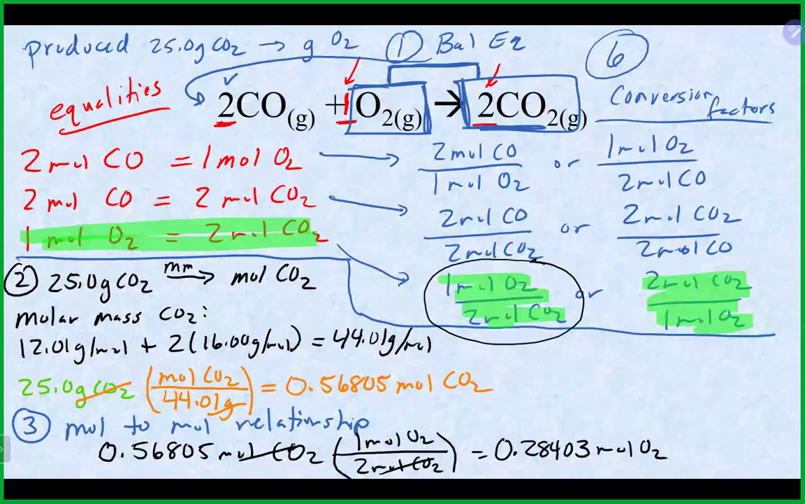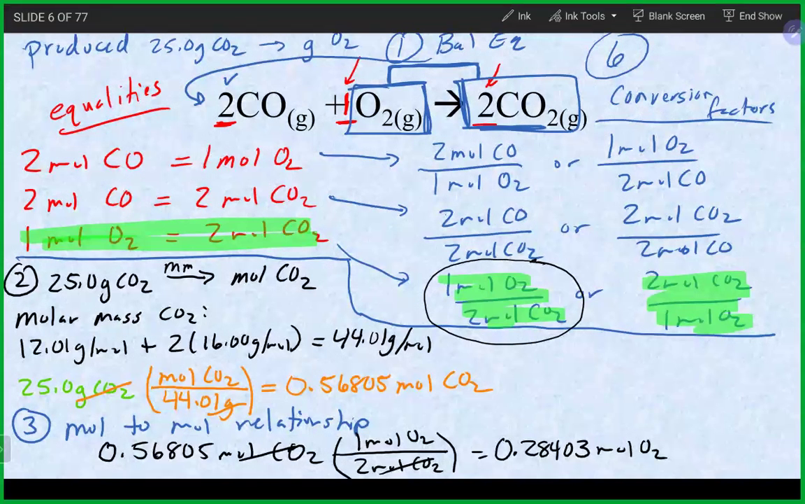Is this the answer I'm looking for, though? This is not the answer I'm looking for because this is only moles of O2. I want grams of O2, which means I need to do the 4th step. And if you do the 3rd step correctly, you should always be in moles. And I now need to go from moles back to grams.